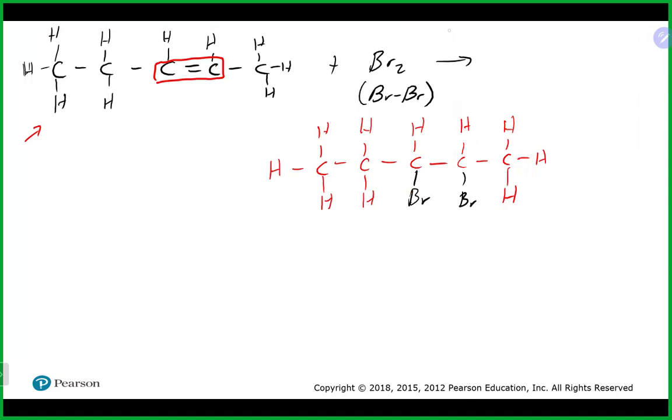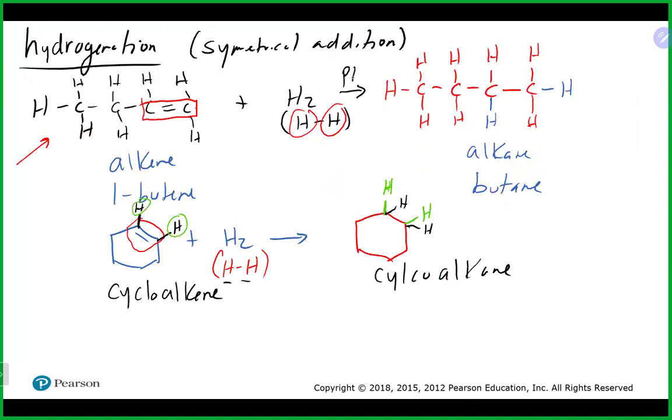Now, sometimes you may see written on the arrow something like platinum or a catalyst. It has nothing to do with the reaction; it's just there to speed it up, so you don't really have to worry about it. But sometimes you'll see something written on the arrow as a catalyst that's necessary for these reactions to take place. Any questions on those addition reactions? Now, these are symmetrical additions.